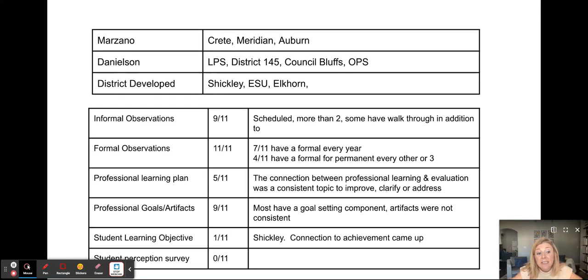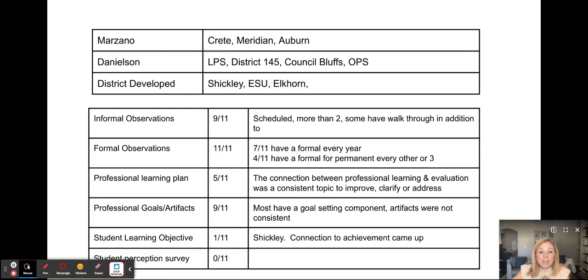The big difference, and something that I want you to think about when you're doing your component analysis, is that 7 of the 11 districts have a formal observation every year, regardless of whether you're probationary or permanent. 4 of the districts have a formal observation every year for probationary teachers, but for permanent, it's every other year or every 3 years. So once a teacher reaches permanent status, they are not having a formal observation, only informals.